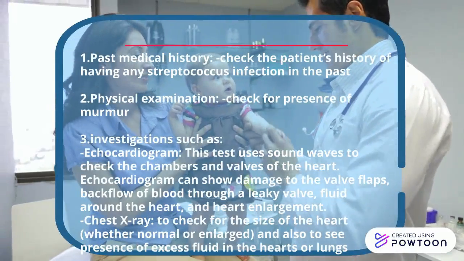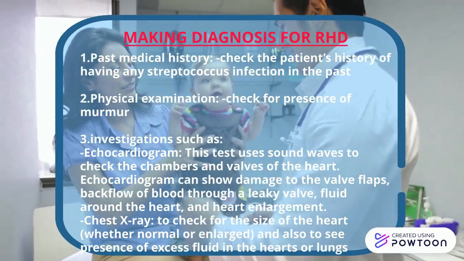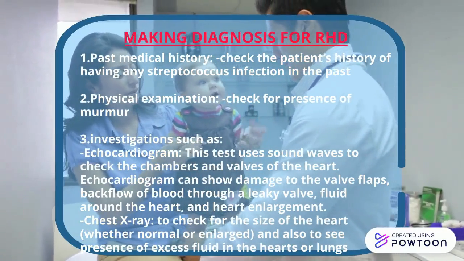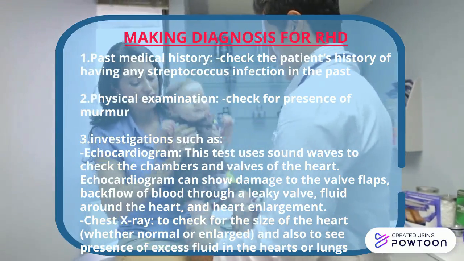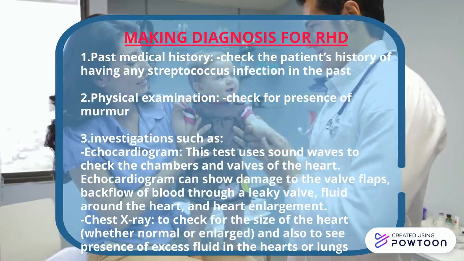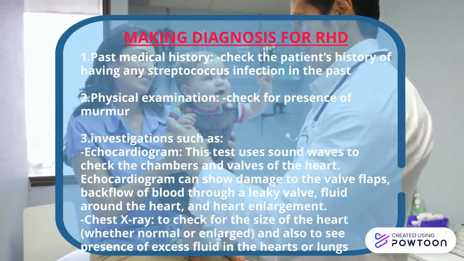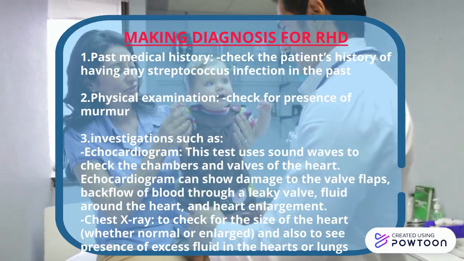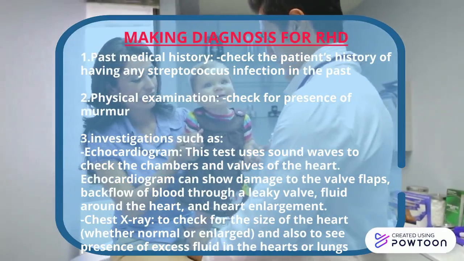There is also thickening and shortening of the chordae tendineae, which are the structures that look like strings. When making a diagnosis for RHD, we need to check the patient's past medical history, do a physical examination, and do some tests such as echocardiogram and chest X-ray. For the past medical history, check whether the patient has had any streptococcus infection before, and when doing physical examination, check for any presence of murmur.